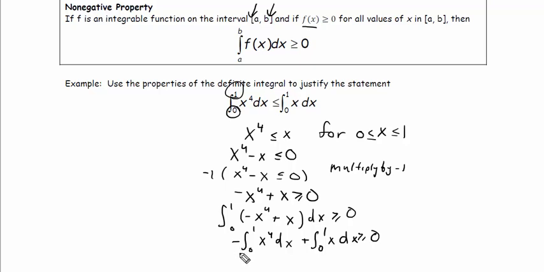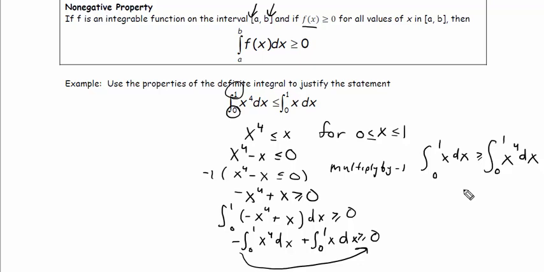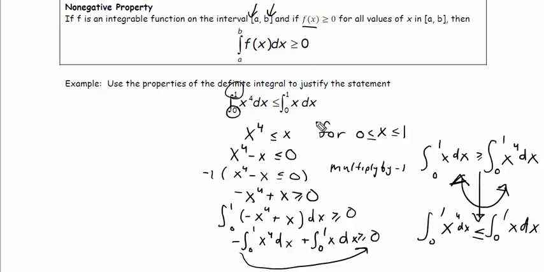Then I'm going to add this to the other side. So I end up with integral from 0 to 1 of x dx is greater than or equal to integral from 0 to 1 of x to the fourth dx. And then if I want to switch these two around, then I have to switch the inequality sign. So if I do that, I end up with exactly what I was trying to prove over here.